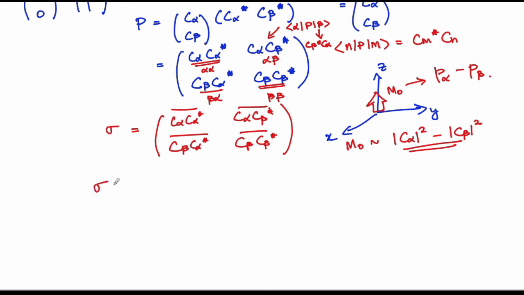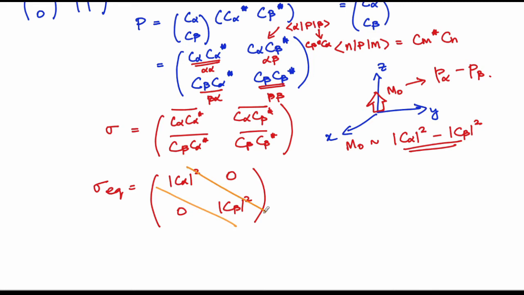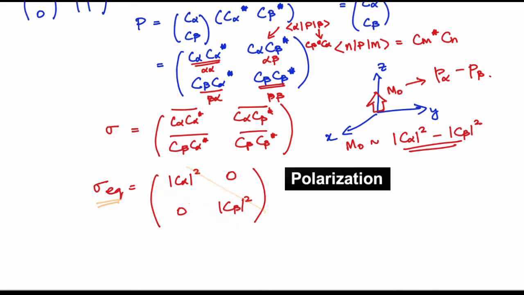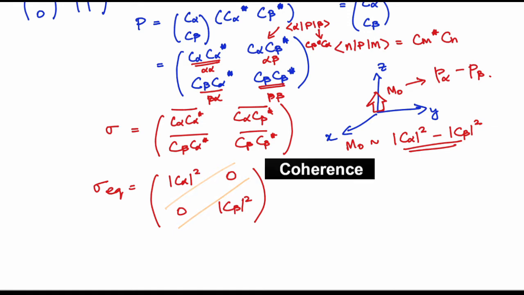So therefore, the equilibrium density matrix is just going to be mod C alpha square, 0, 0, mod C beta square along the diagonal. And this already gives you an idea that the diagonal part of the density matrix gives you populations or polarization. On the other hand, the off-diagonal elements give you the coherence that we end up generating.